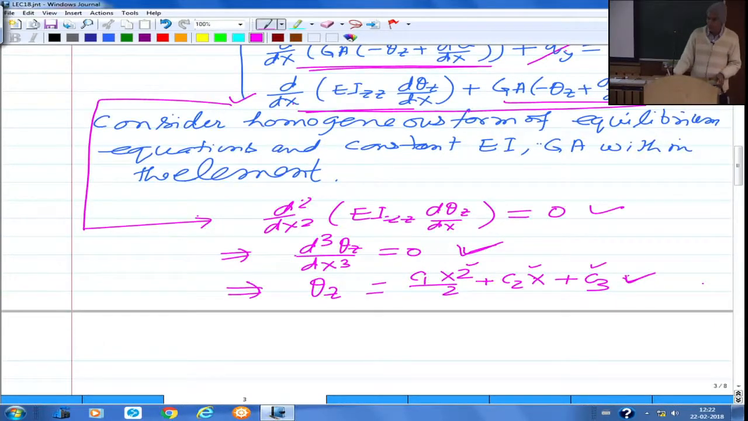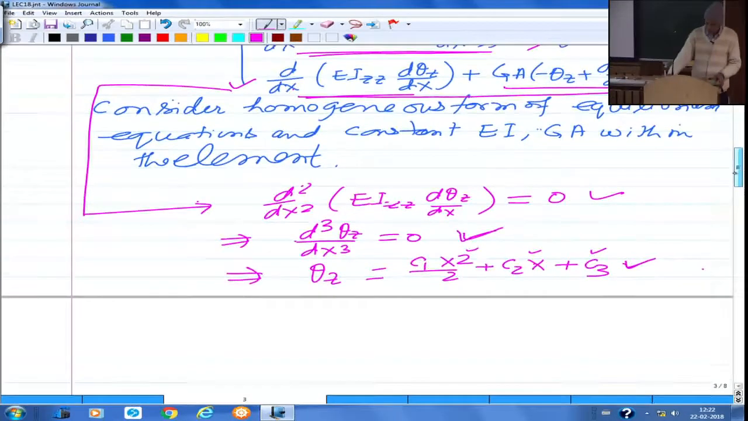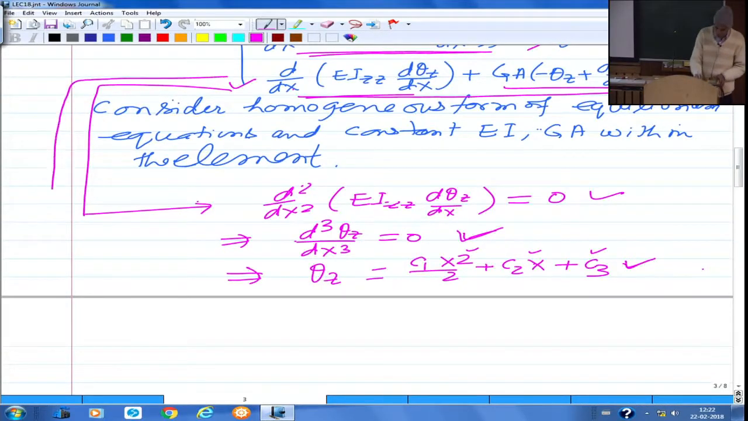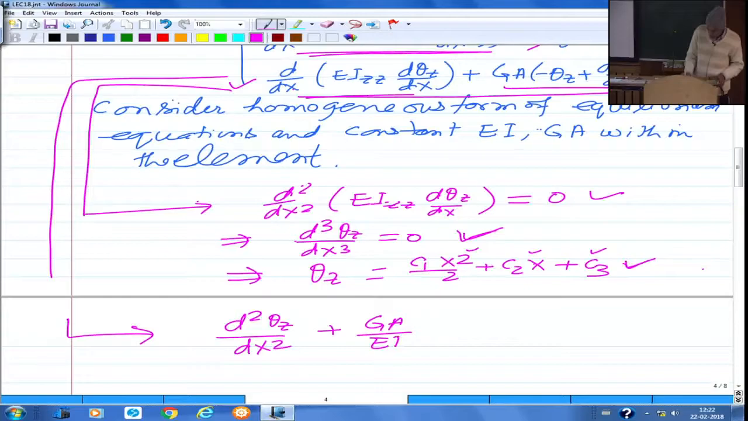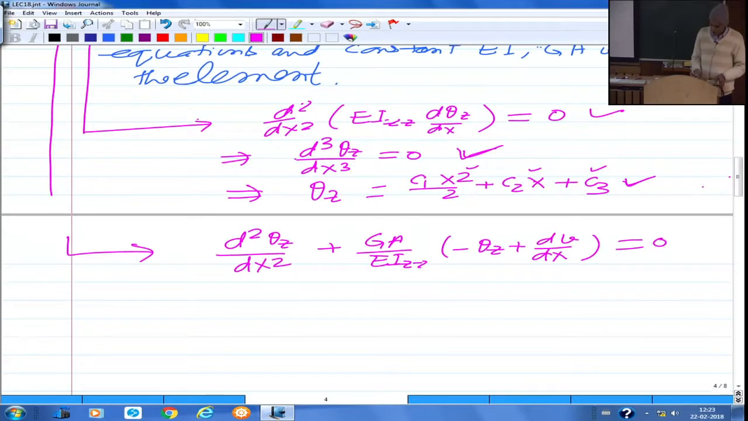So I want to get the interpolation for V. Then again if I consider the second equation, because EIzz and GA are constants, I can divide it by EIzz. So the second term would become d2 theta z by dx square, plus GA divided by EIzz times minus theta z plus dV by dx is equal to 0. So this is what you will get.